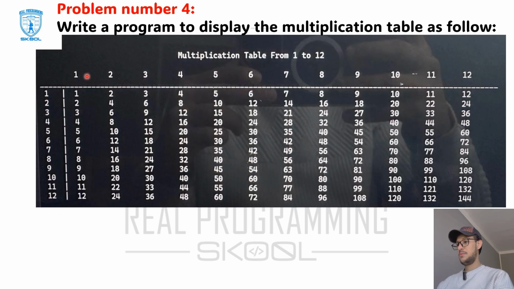For example, here 1 multiplied by 1 gives me 1, 1 multiplied by 2 gives me 2, 1 multiplied by 3 gives me 3. After that 2 multiplied by 1 gives me 2, 2 multiplied by 2 gives me 4, 2 multiplied by 3 gives me 6. Let's go to Visual Studio to see how we're going to build this multiplication table together.